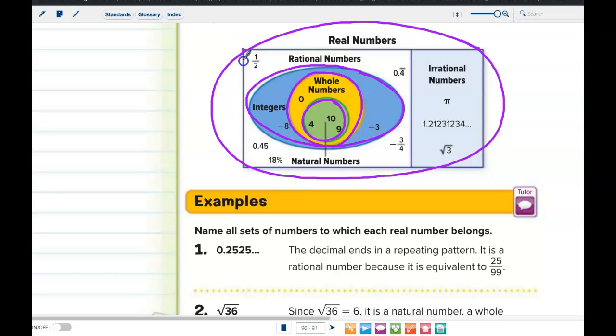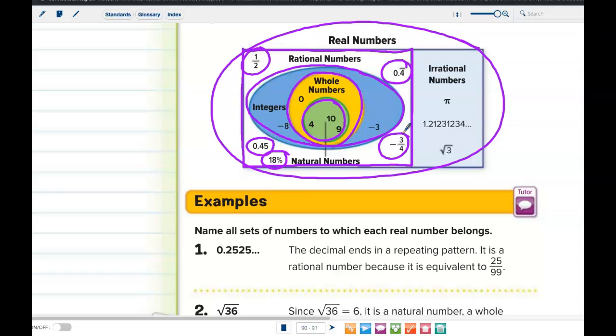Our next category is our rational numbers. The definition that we used for rational numbers was numbers that can be written as a fraction. So we have 1/2, 45 hundredths, 18%. We have our repeating decimals, and we have negative fractions. This also includes -1, -5, 0, 2, 3, and so on.